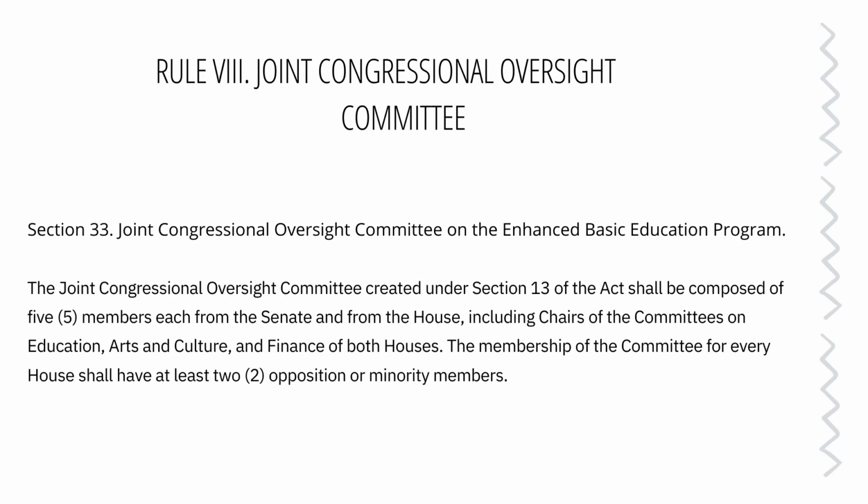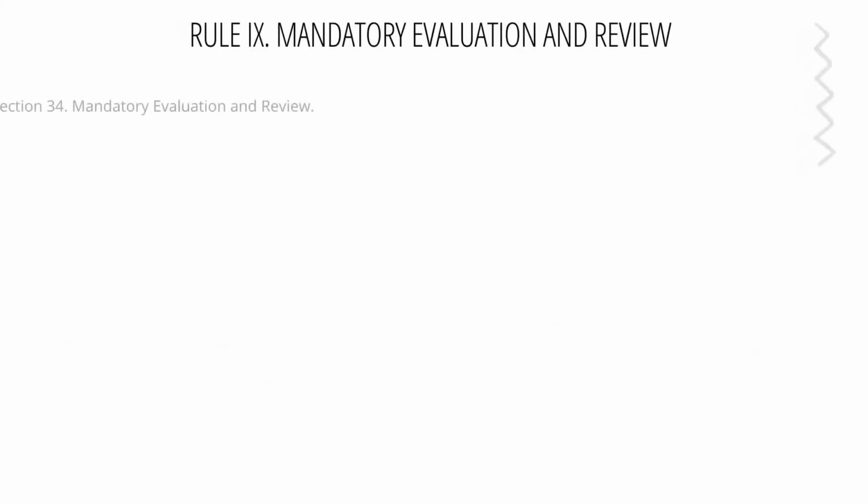Rule number 8. Joint Congressional Oversight Committee. Section 33. Joint Congressional Oversight Committee on the Enhanced Basic Education Program. The Joint Congressional Oversight Committee, created under Section 13 of the Act, shall be composed of 5 members each from the Senate and from the House, including chairs of the committees on education, arts and culture, and finance of both houses. The membership of the committee for every house shall have at least 2 opposition or minority members.